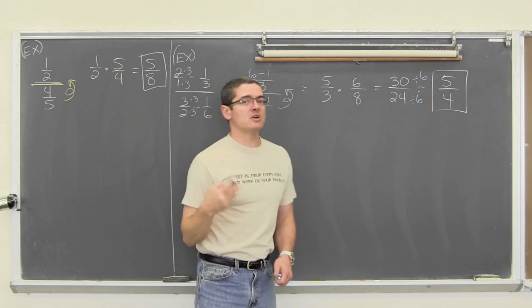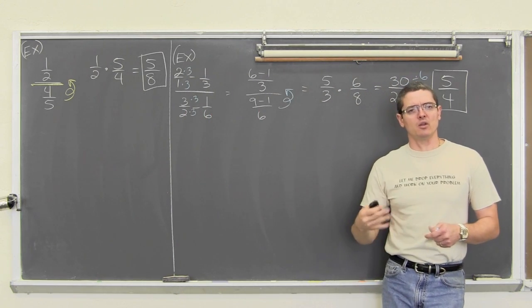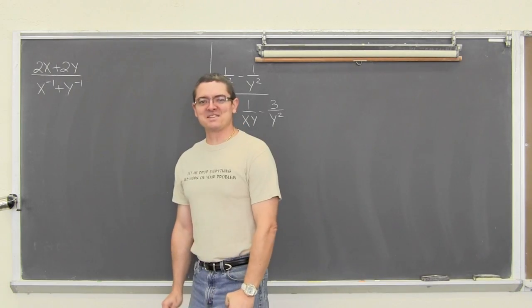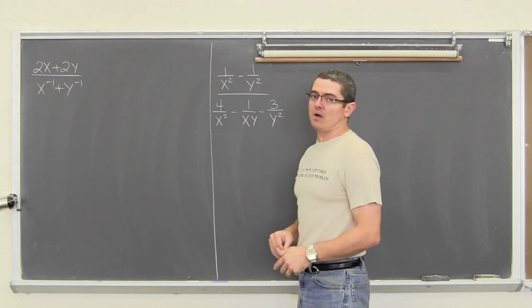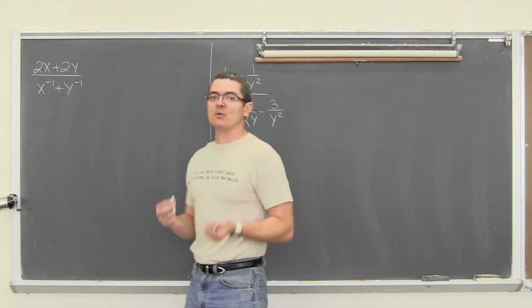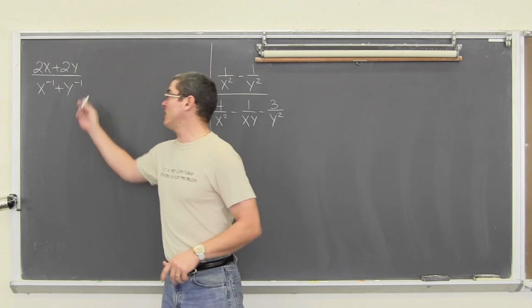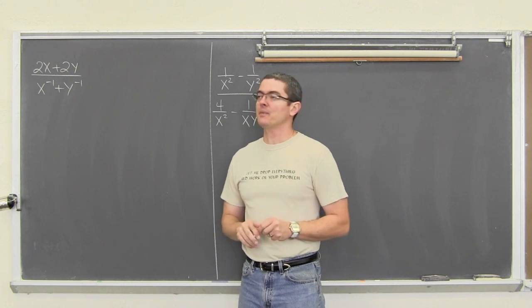The next 2 are going to be algebraic in nature, and then the next 2 after that, same, all algebra, but getting a little bit harder as we go. Next example, we have 2x plus 2y over x to the negative 1 plus y to the negative 1. It kind of appears like we don't have to do anything with this problem. It sort of looks like it's already in simplified form, but we have those negative exponents, which we do not want in our final answer.